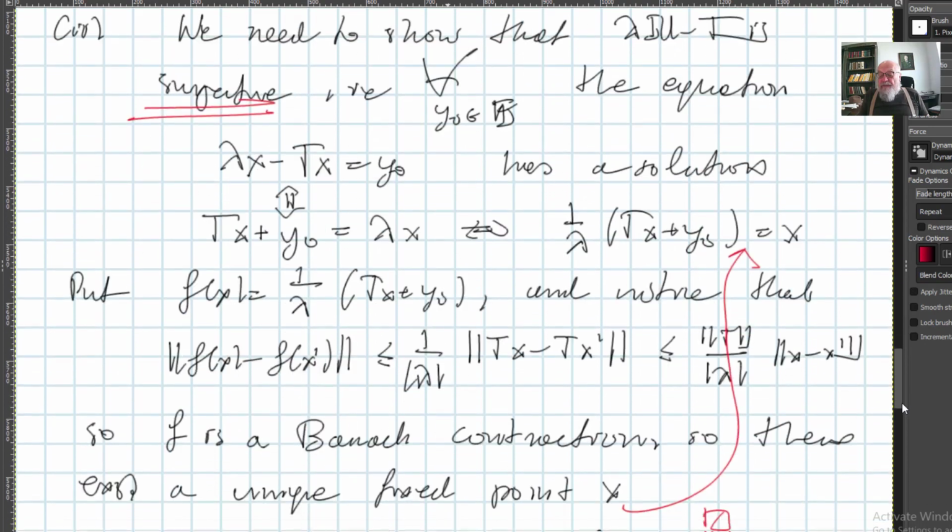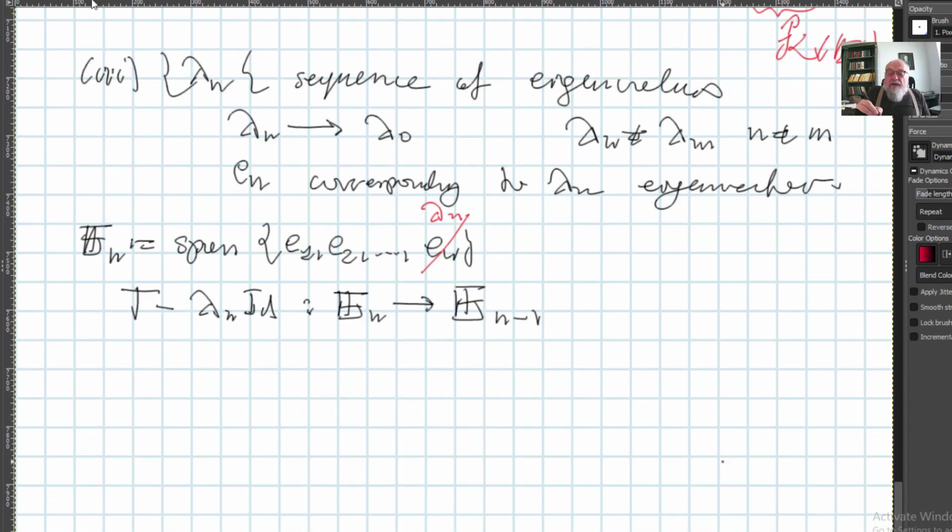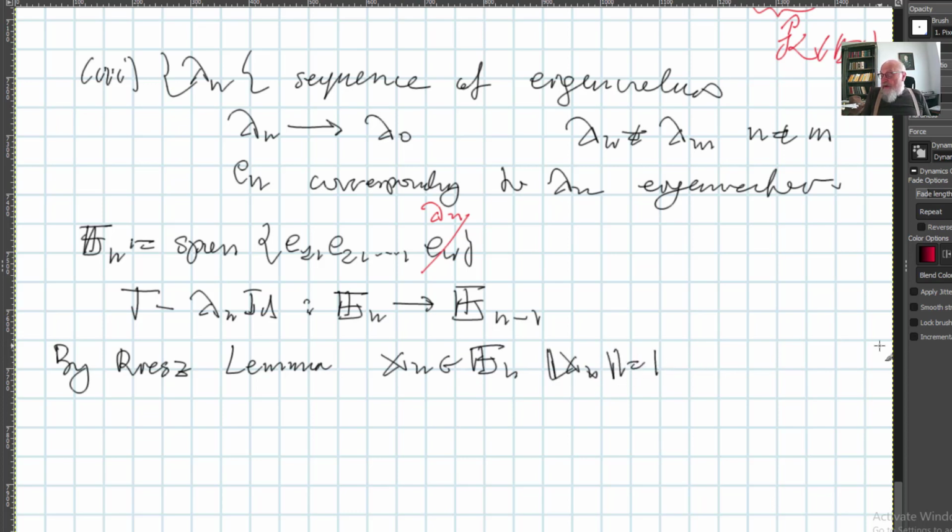So what do we do next? We apply the Riesz Lemma. I don't have enough space, so let me try to fit it. By the Riesz Lemma, we choose xn belonging to En, with norm of xn equal to 1, and the distance between xn and En minus 1 is larger or equal than 1/2.